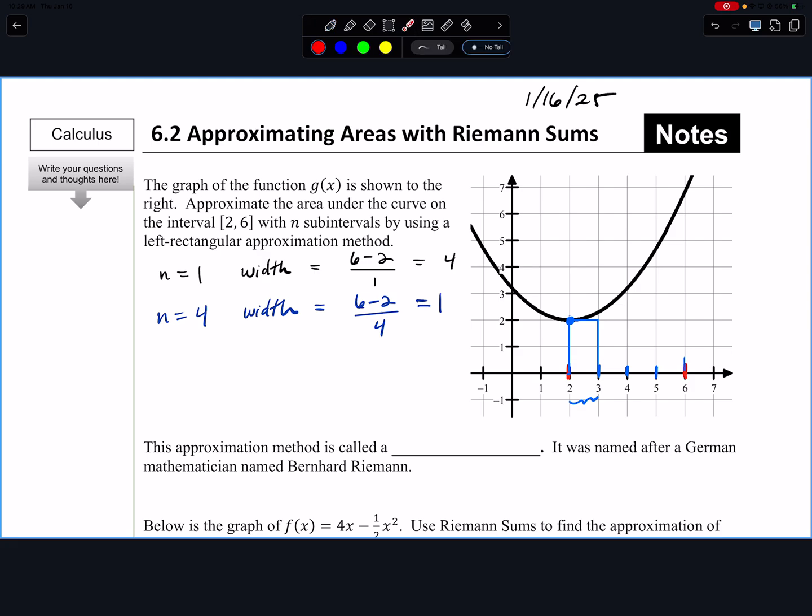Now, this means that we're going to have 4 rectangles. So from 3 to 4, I have another rectangle. Same thing. At 3, because this is the left, this is the left of these two numbers. So I'm going to draw where the function meets at 3. And that's going to be the height of this rectangle.